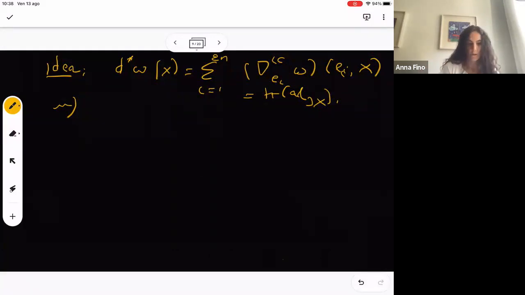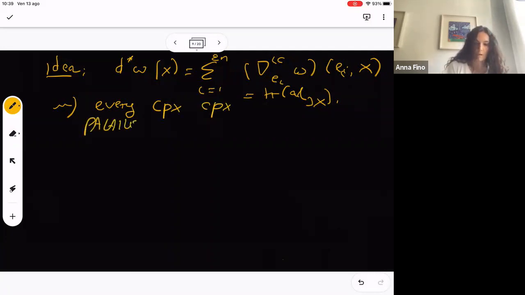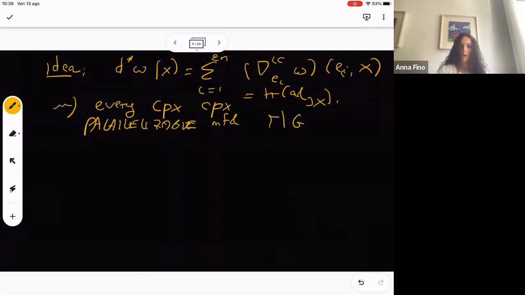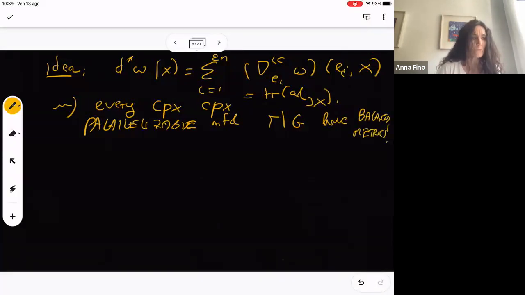Okay, so every compact complex parallelizable manifold, which are essentially the compact quotient of a complex Lie group by a lattice gamma, has a balanced metric. This is very simple to construct.